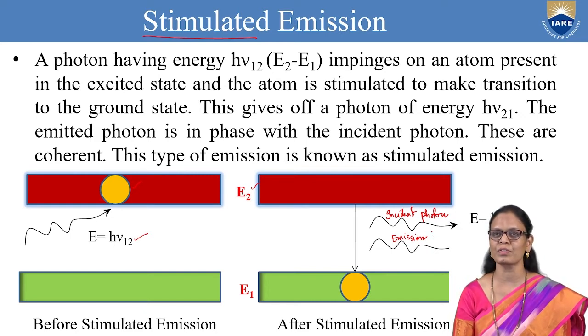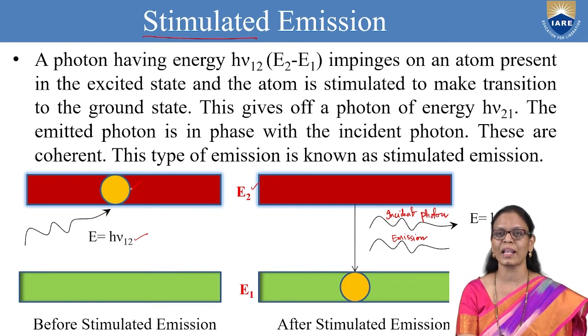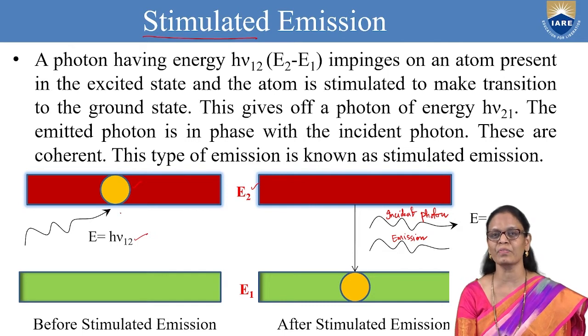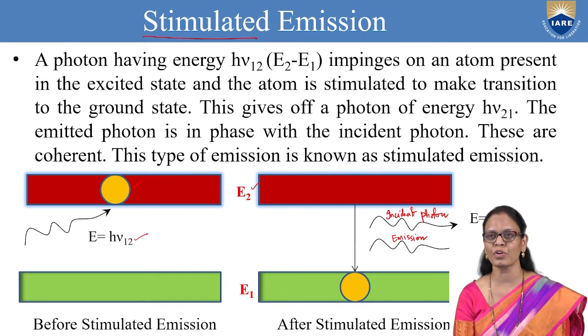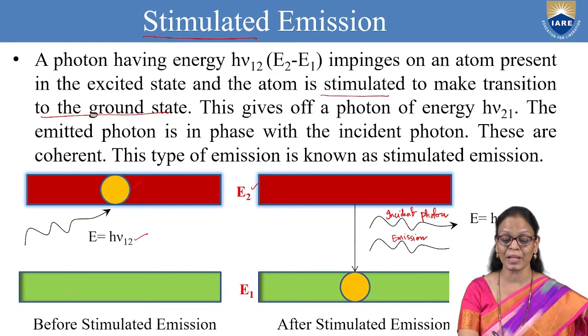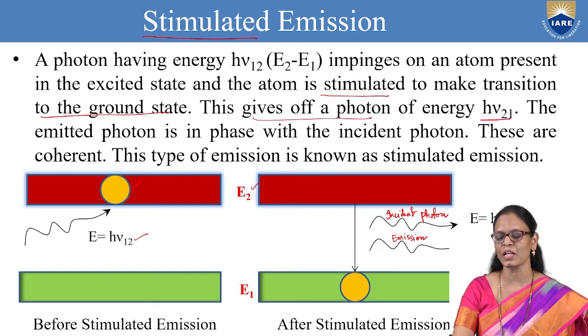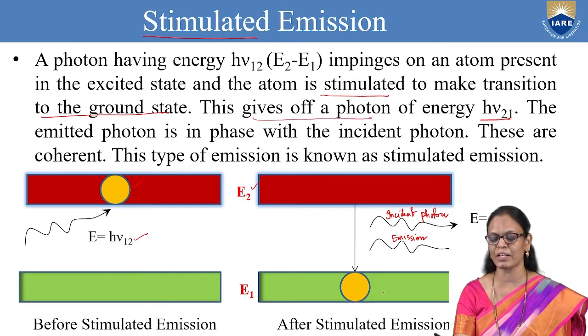So, what we try to understand here is, even before the lifetime is over, we are trying to stimulate it with the help of an external photon. So, it is stimulated to make a transition to the ground state. Because of this stimulation, it gives off a photon of energy h nu, meaning the difference in energy is being given out. So, the emitted photon is in phase with the incident photon.